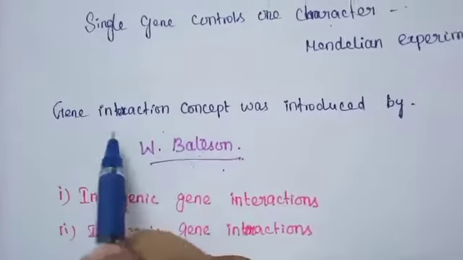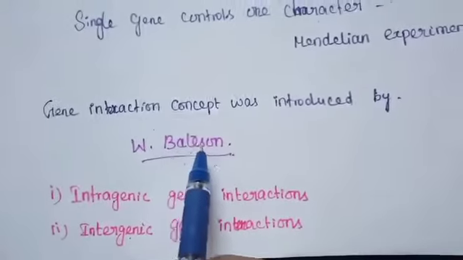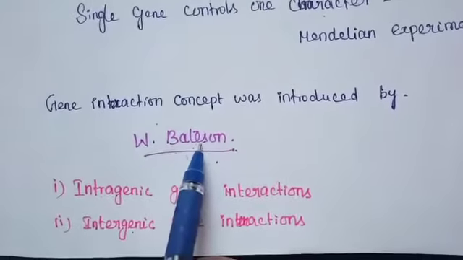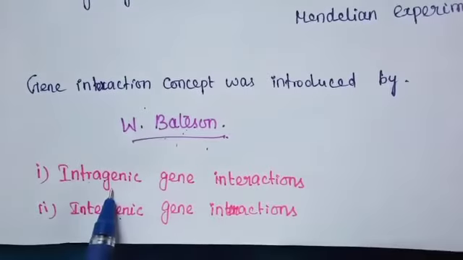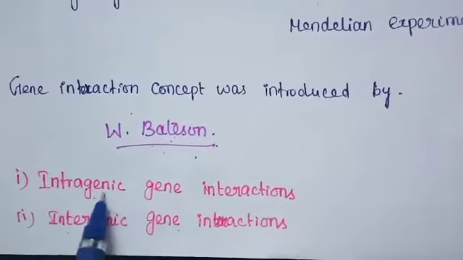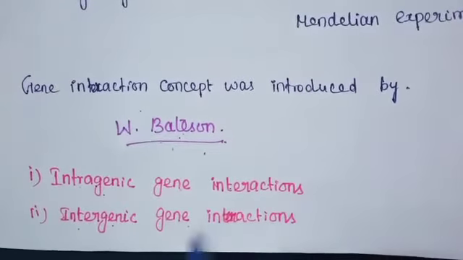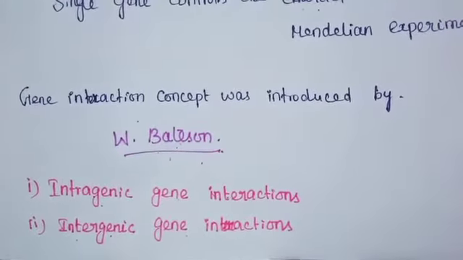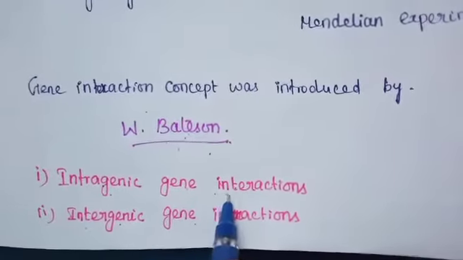The gene interaction concept was introduced by W. Bateson, also known as the factor hypothesis. According to Bateson's factor hypothesis, gene interactions are of two types. One is intragenic gene interaction, and the other is intergenic gene interaction. Intragenic gene interaction, or intra-allelic or allelic interaction. Next, intergenic gene interaction, or interallelic or non-allelic interaction. These are the two types of Bateson's factor hypothesis.